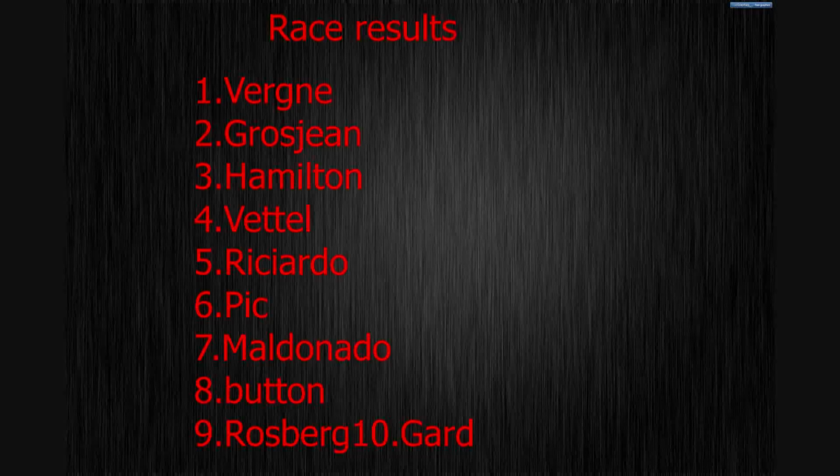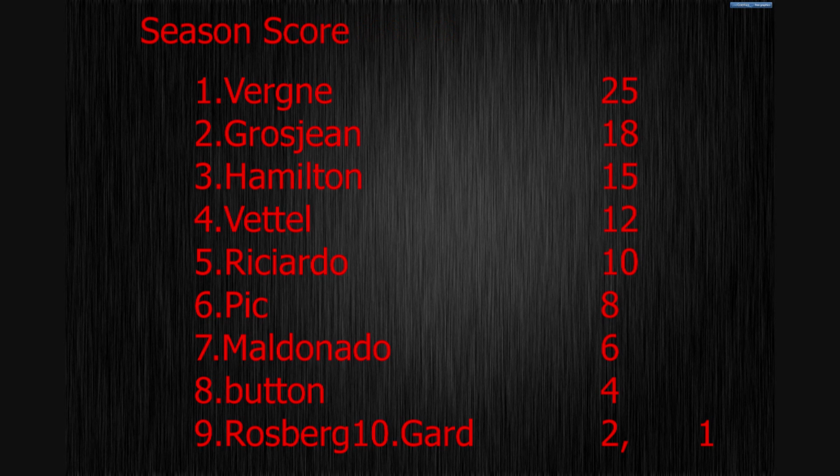So here are the race results: Verne, Grosjean, Hamilton, Vettel, Ricciardo, Piquet, Maldonado, Button, Rosberg and Guido van der Garde. And here are the point scoring positions and season points score. Verne is first, Grosjean, Hamilton, Vettel, Ricciardo, Piquet, Maldonado.